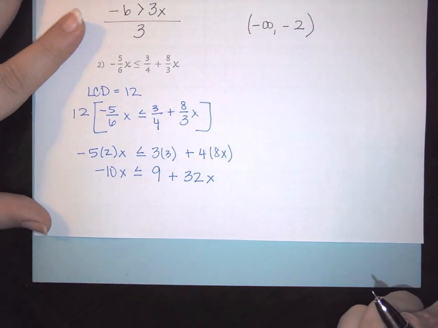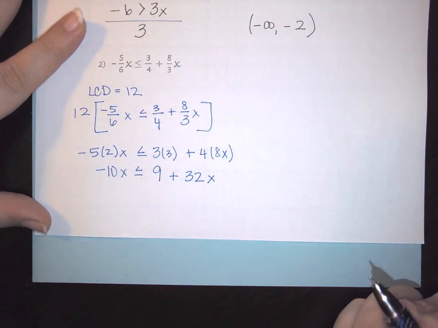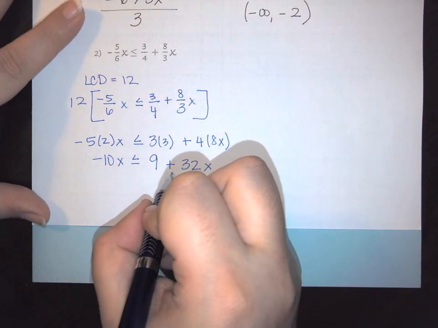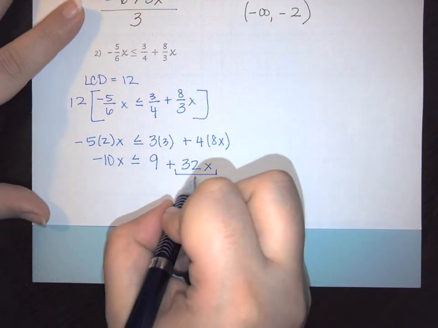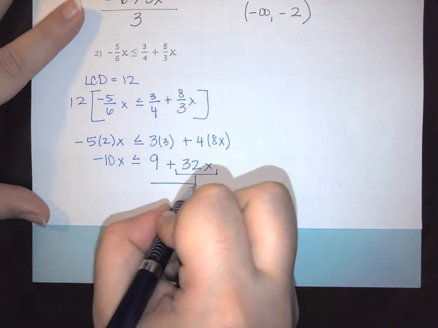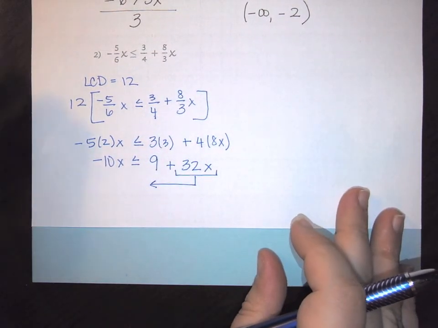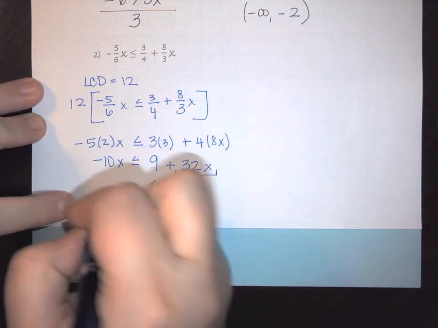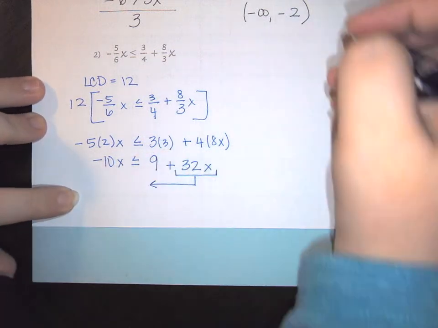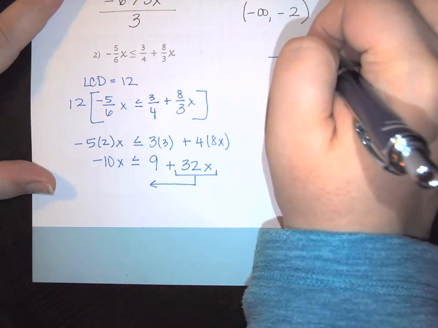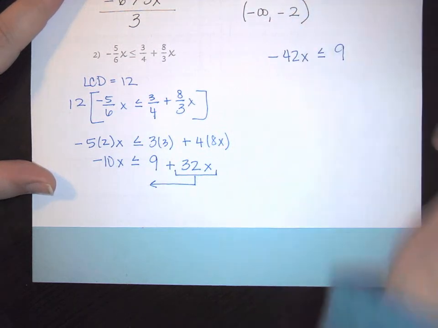And now I need to get everything combined. So I'm going to go ahead and take this 32x and move it. And I'm doing this for a reason. Negative 10 minus 32 is going to give me a negative 42x less than or equal to 9.